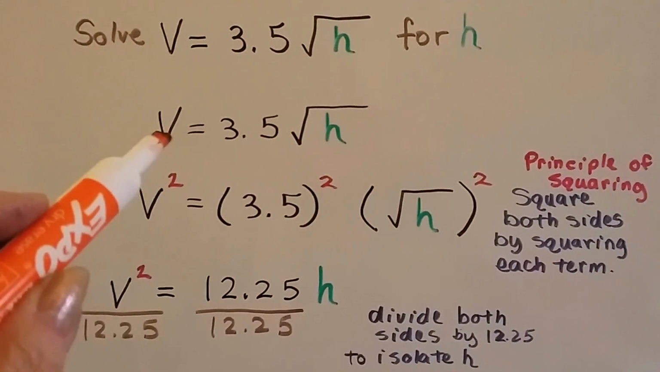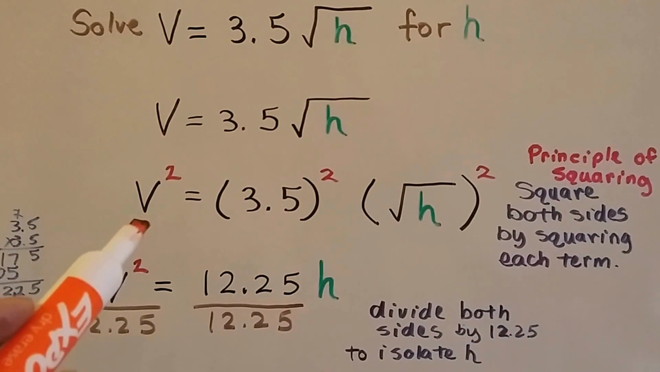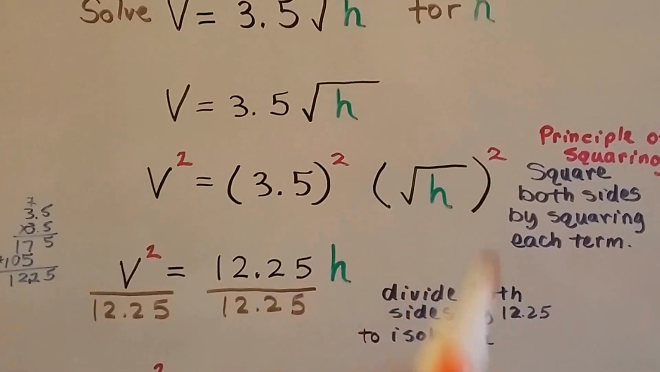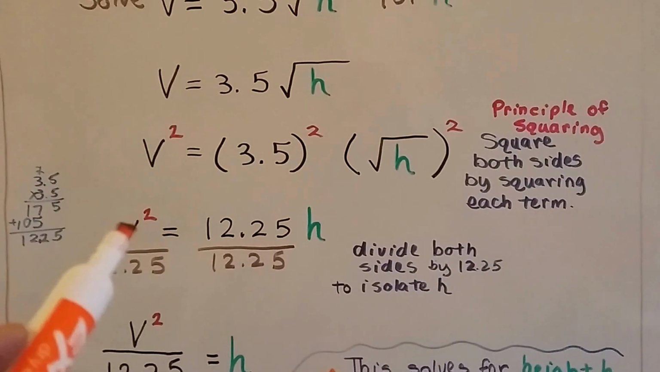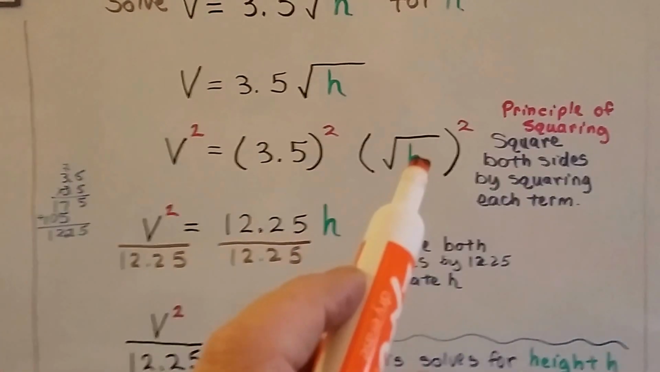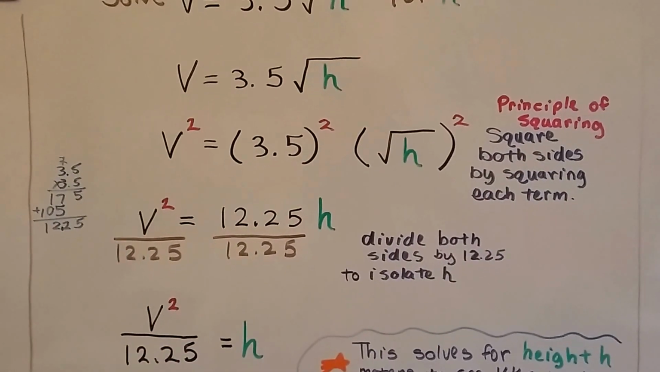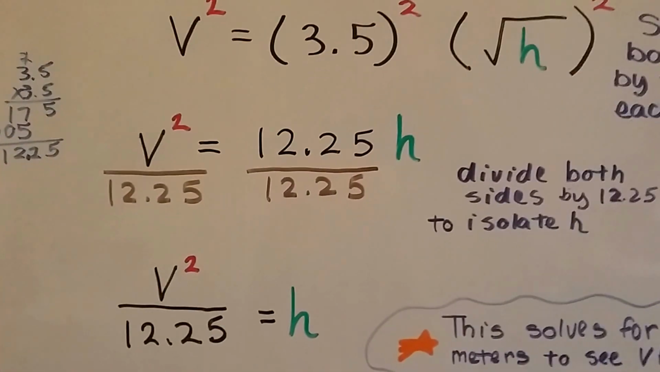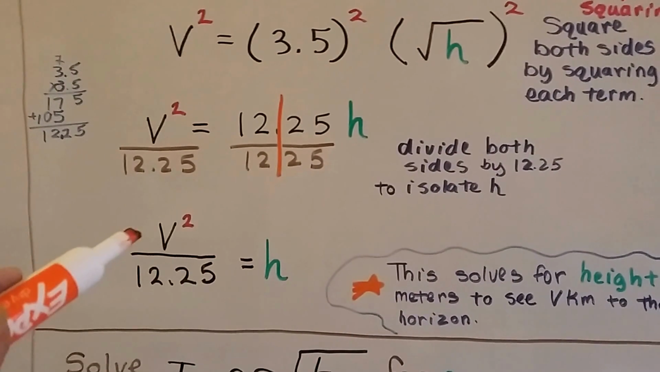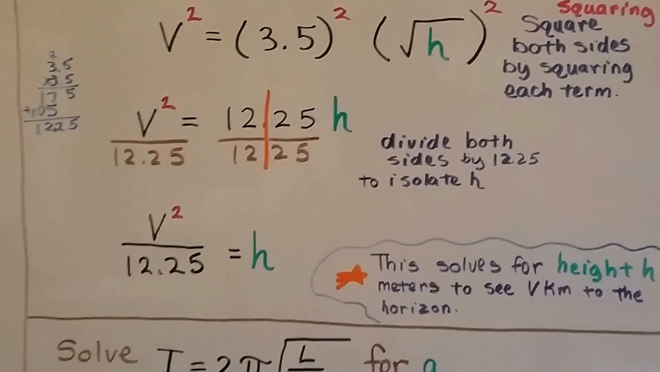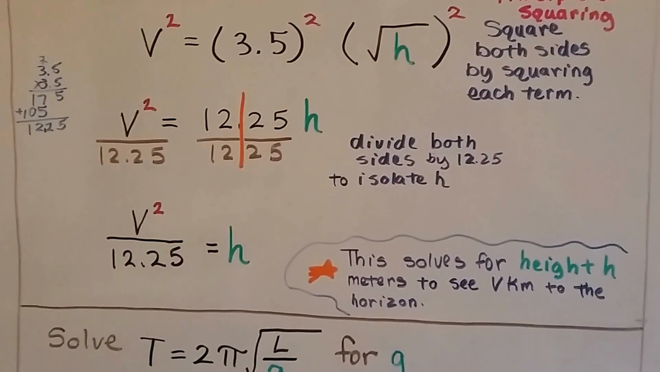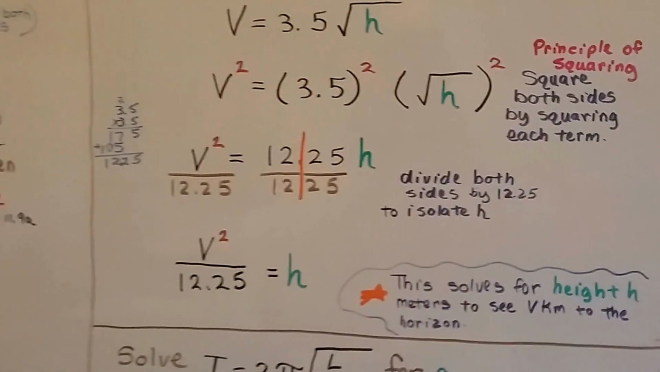So we've got v equals 3.5 times the square root of h. We square each term. V gets squared, 3.5 gets squared, and the square root of h gets squared. What we get is v squared equals, we did a little math on the side, 3.5 times 3.5 is 12.25, and that removes the radical sign from the h, doesn't it? We can divide both sides by 12.25 to isolate the h, and this becomes a 1, doesn't it? And we get 1h, and now we have v squared divided by 12.25. This actually solves for the height, h, in meters, to see v kilometers to the horizon. That's what that formula is for, okay?